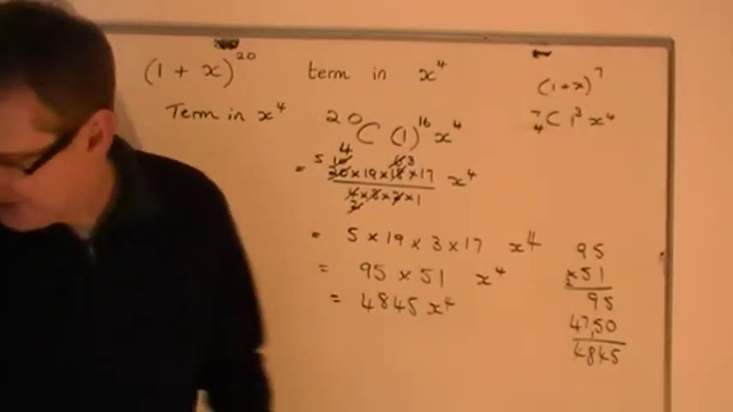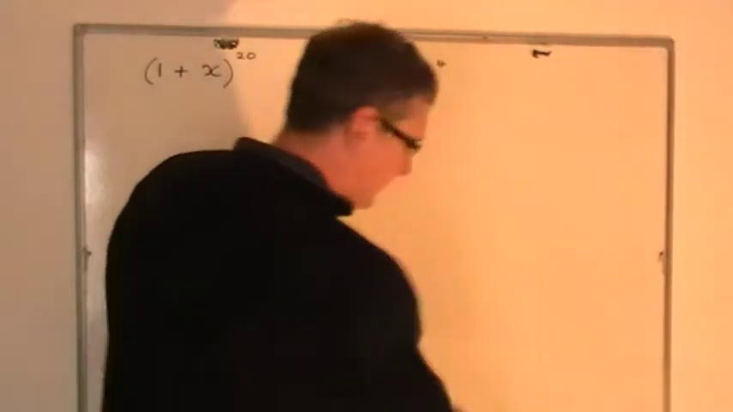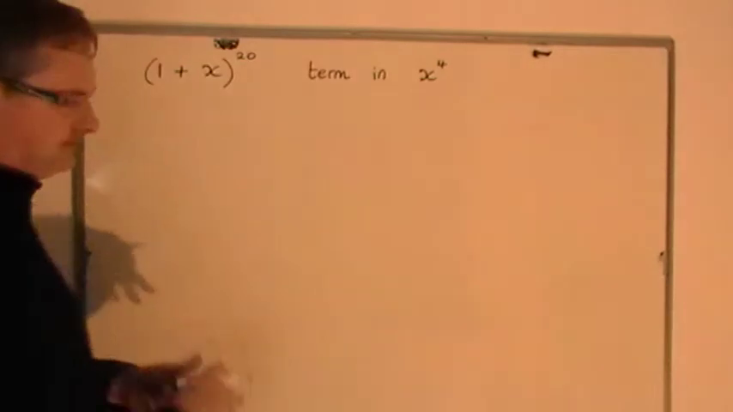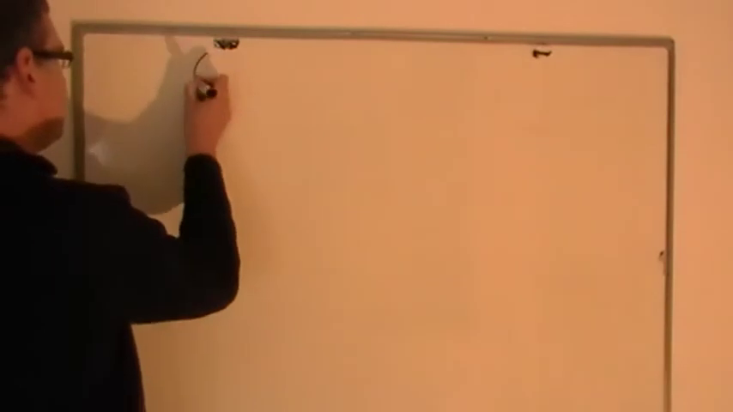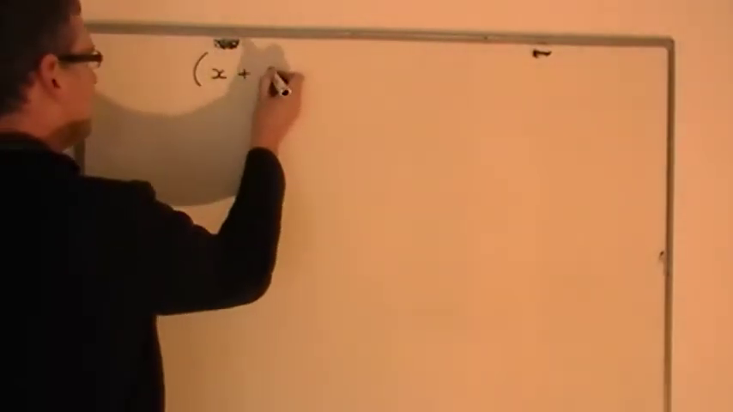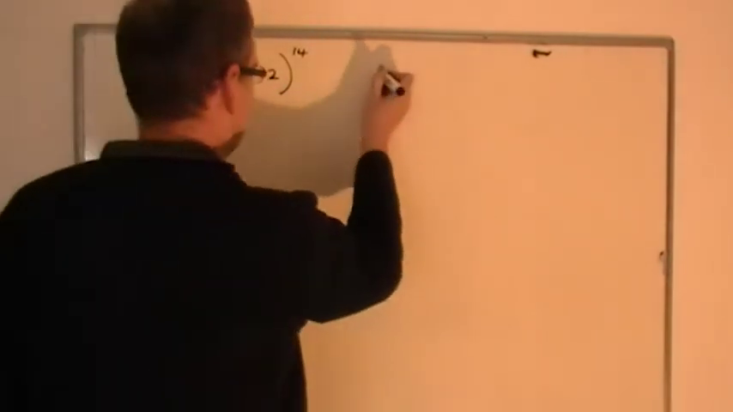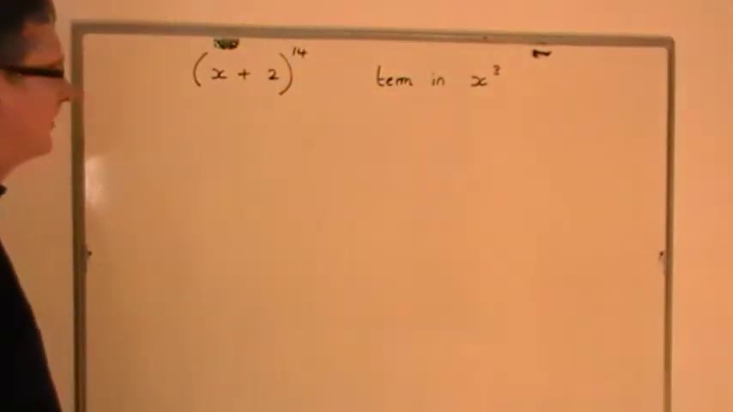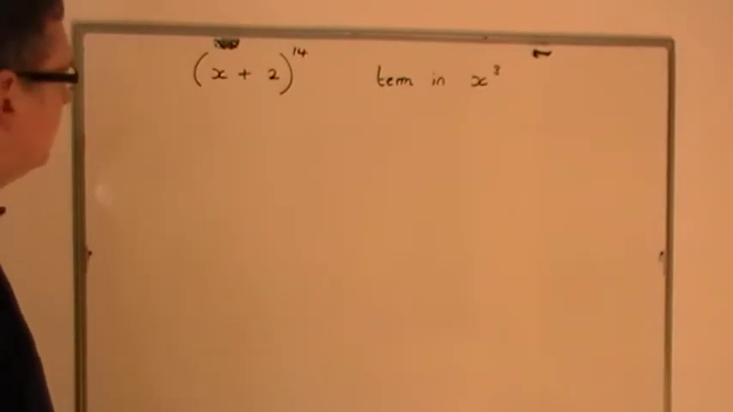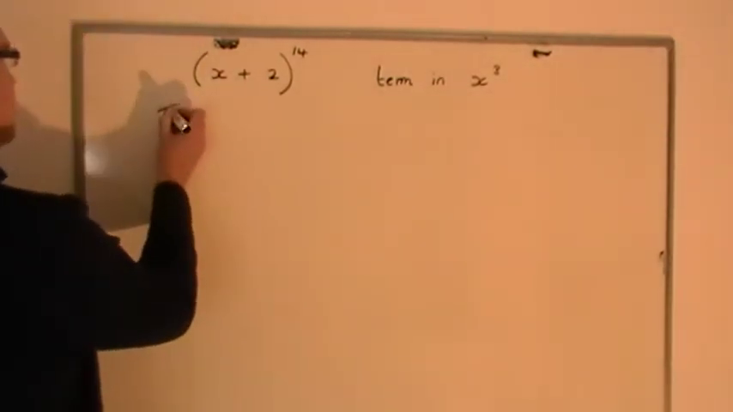Okay, let's try another one. I won't make the figures so awkward this time because they're not going to be on C1, very awkward. Let me get rid of that. So let's say I have, for this particular one then, x plus 2 to the power 14, and let's say I want the term in x cubed. Okay, the term in x cubed. Right, notice this time the x is the first term in the bracket, so you've got to be careful. Here we go. Term in x cubed.